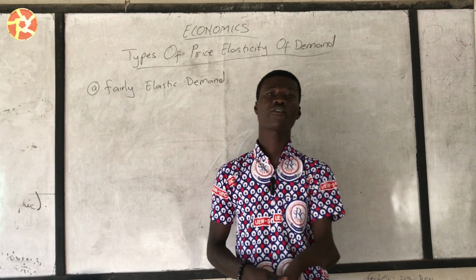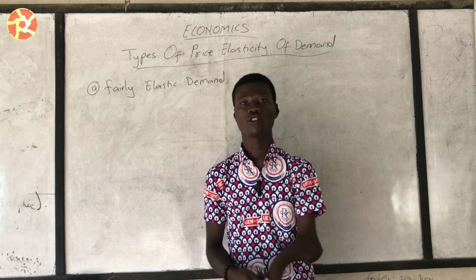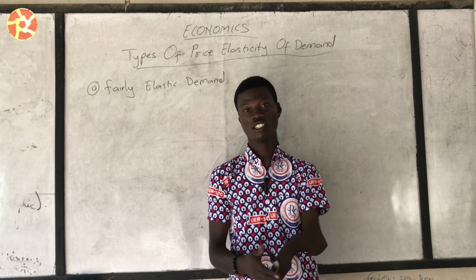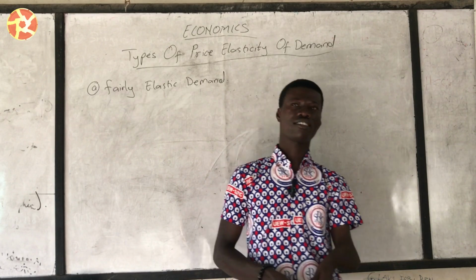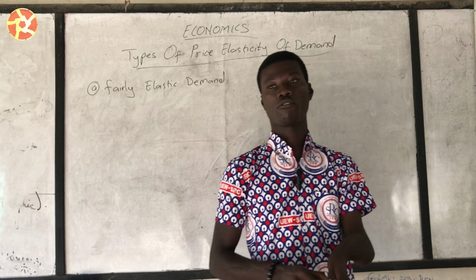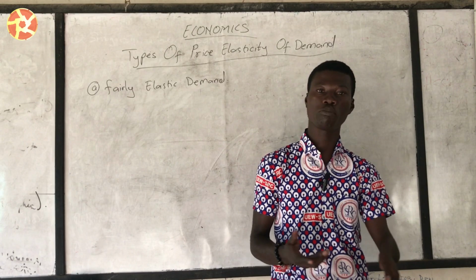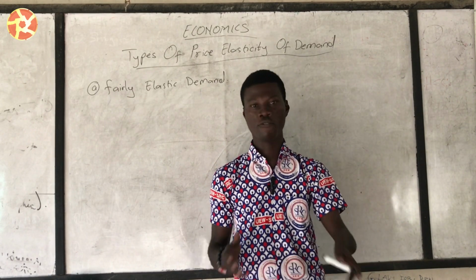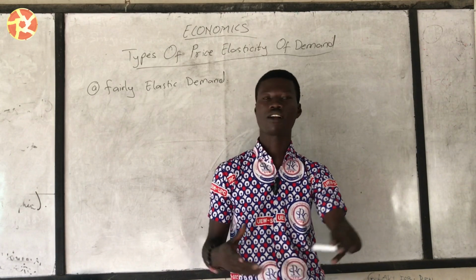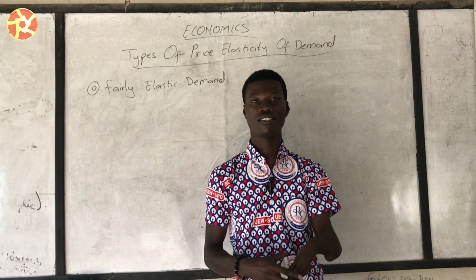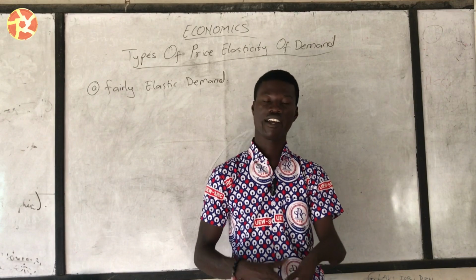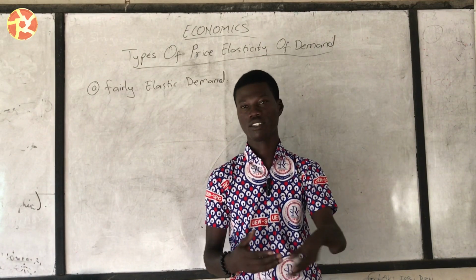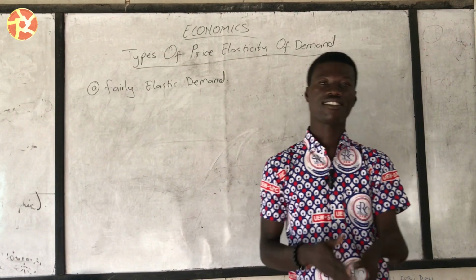So in here, when you calculate the percentage change in price, it will be much smaller when you compare it to the percentage change in quantity demanded. It means that the coefficient of the price elasticity will be greater than 1, but it will be less than infinity. So whenever you calculate price elasticity and you get a coefficient which is greater than 1 but less than infinity, it means you are dealing with fairly elastic demand.